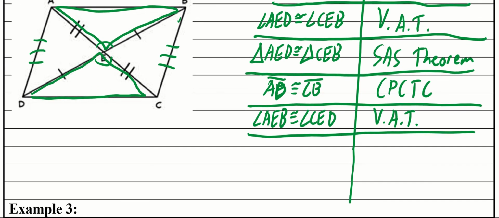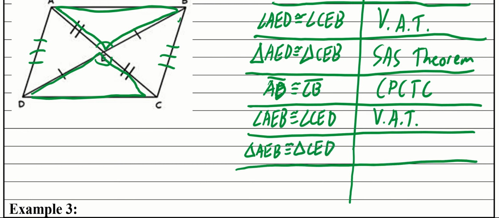We've said vertical angles. That is enough information to prove that those triangles are congruent. So I'm going to say triangle AEB is congruent to triangle CED. Okay, I do have enough information that does match.